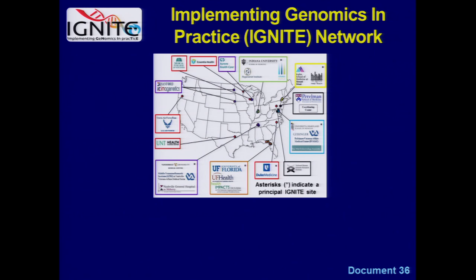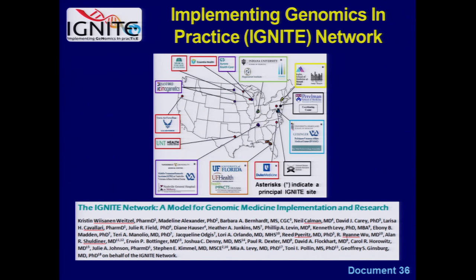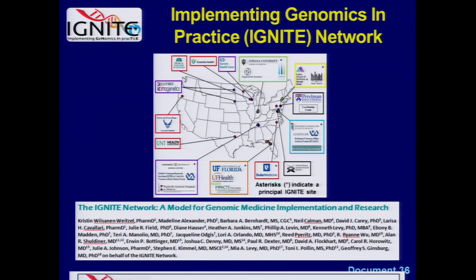The Implementing Genomics in Practice, or IGNITE Network, strives to develop methods of incorporating genomic information into medical care and to promote the effective use of genomics in various healthcare settings. This year, IGNITE is pleased to announce that its first network-wide paper, entitled The IGNITE Network, A Model for Genomic Medicine Implementation and Research, was published in BMC Medical Genomics in January. This paper describes the organization, methods, and goals of the entire IGNITE Network and of each member project.